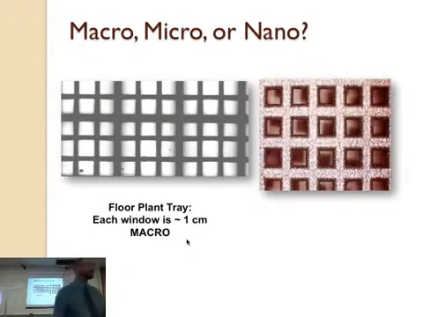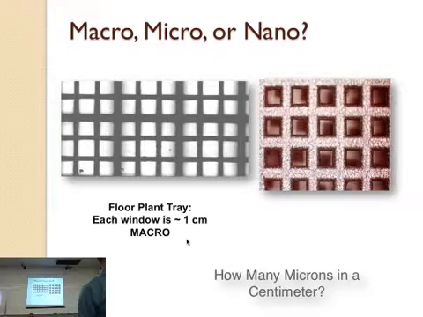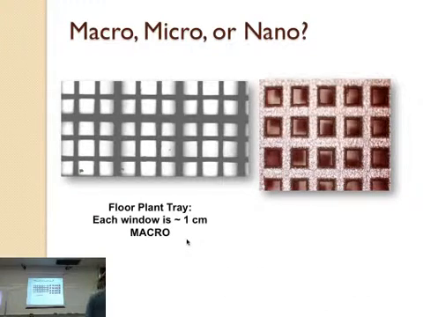This is a $60 question. How many microns are in a centimeter? Centi is 100th. Microns is 1 million. The difference is how many zeros? 4 zeros, 4 orders of magnitude. Okay, so 10,000 microns are in a centimeter.